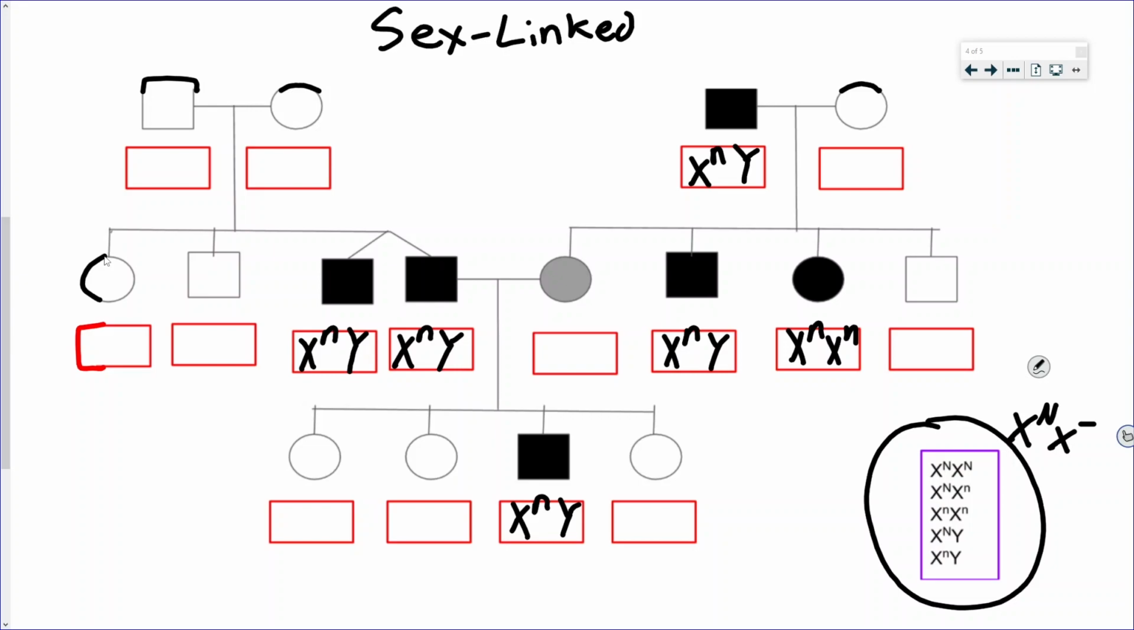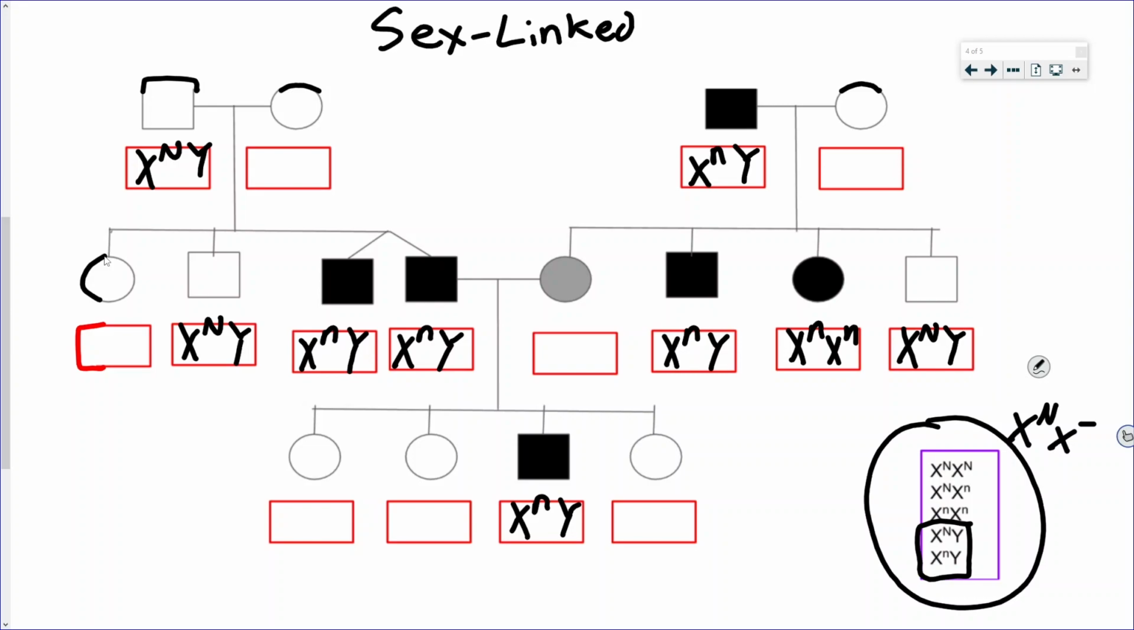The next thing that I can fill in right away as well is any male that's not shaded, because males only have two options, as you can see right down here in the box. They're either X capital Y or X lowercase Y. So any male that's not shaded has to be X capital Y. And so I can go through now and fill out every single one of my males that is not shaded. Now that I have those filled in, the only thing that's left are females that are not shaded.